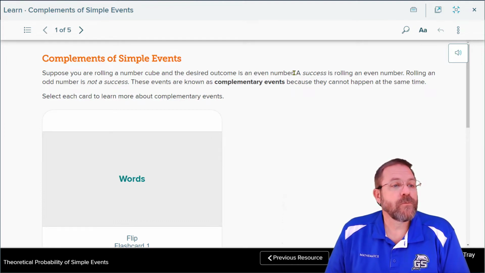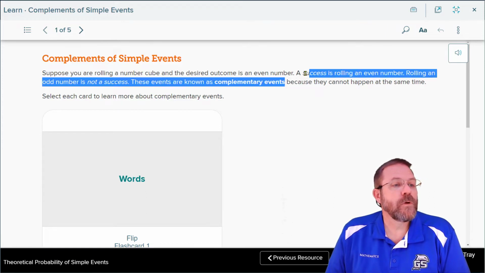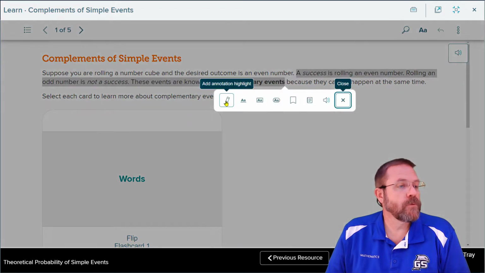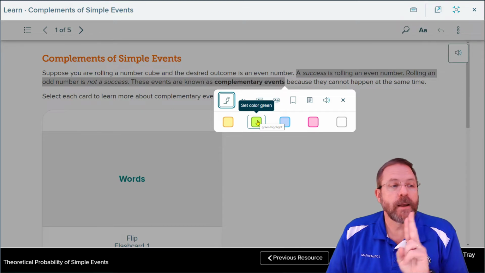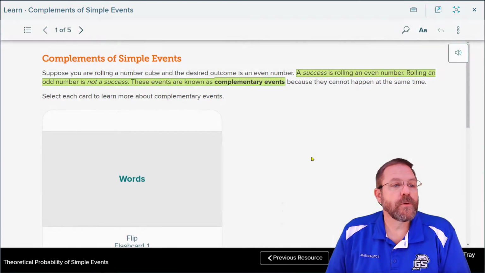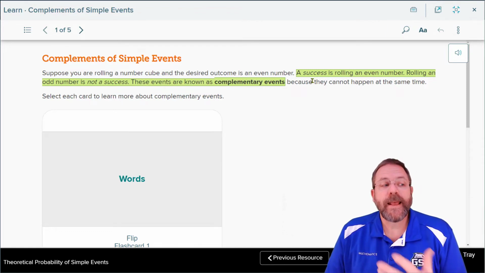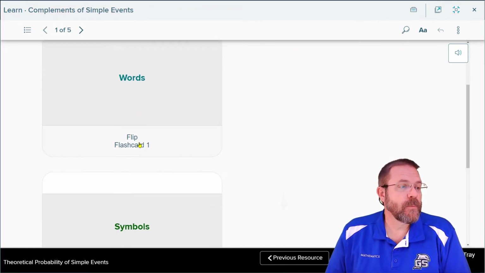The success of rolling an even number, a success is rolling an even number. However, rolling an odd number is not a success. These are known as complementary events. Okay? The two events combined are known as complementary events because they cannot happen at the same time. You cannot roll both an even and an odd number at the same time.